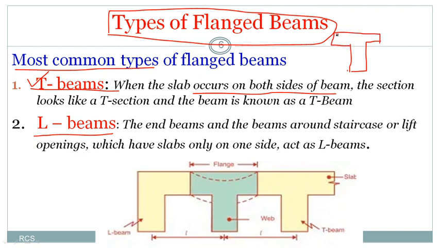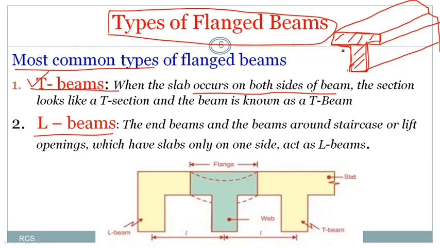And if you draw the projection of this like this, like this and like this, it appears to you like a T in section. So these types of beams are called T-beams. Okay, one more point regarding this. This is the rectangular portion of a T-beam, and this is a projection from the slab in one direction. It is a projection from the slab in another direction. So the slab occurs on both sides of the beam.